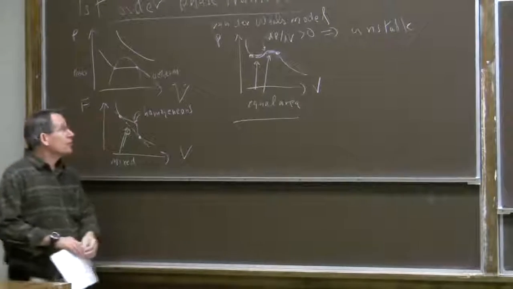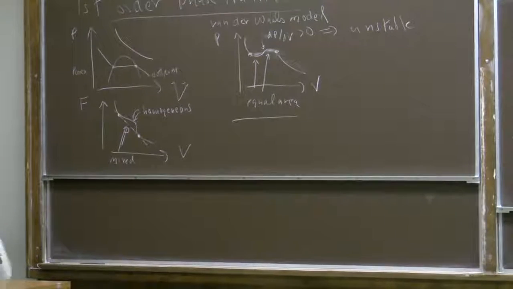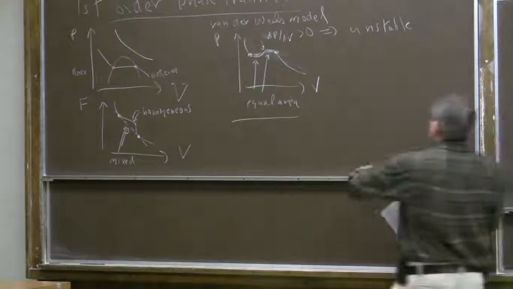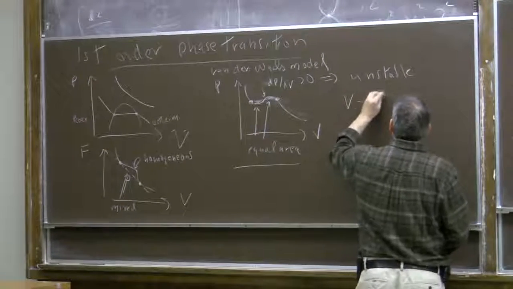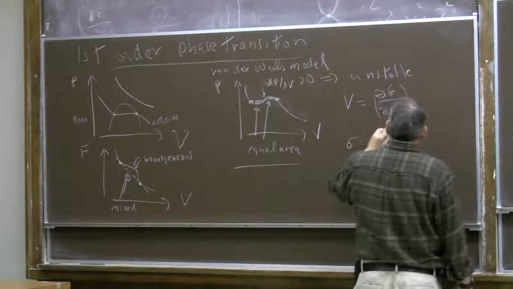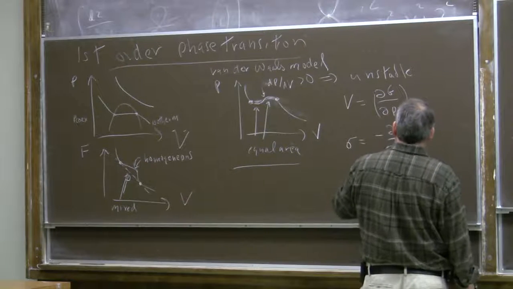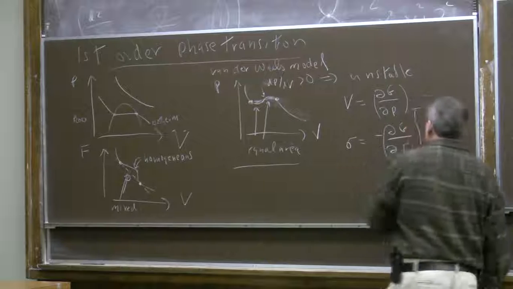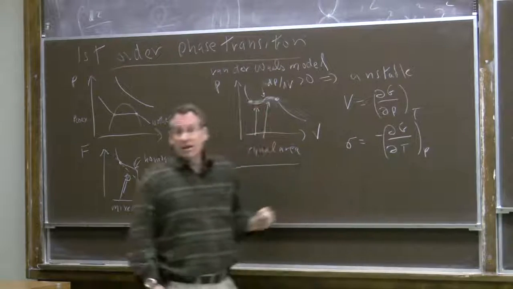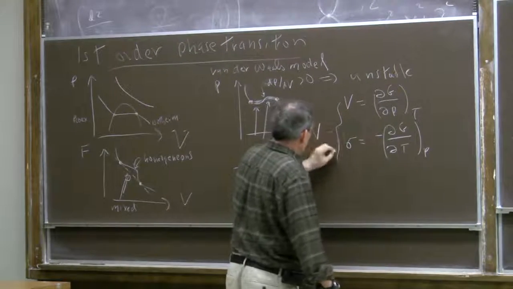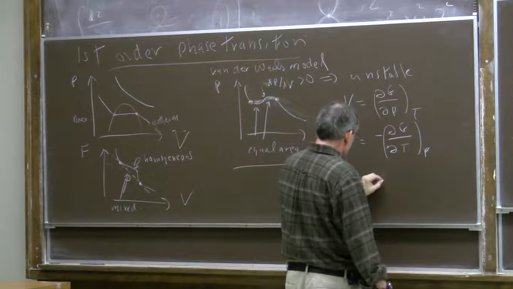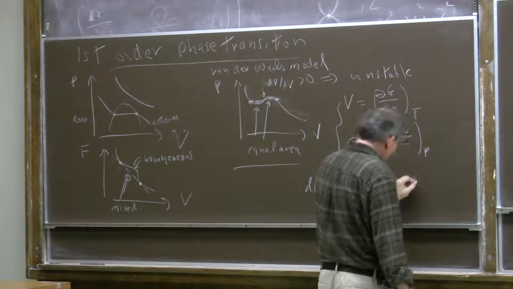The Gibbs free energy at a first order phase transition, meaning a transition in which there's coexistence of phases, is continuous, but its first derivatives are discontinuous. Remember, volume is the derivative of Gibbs free energy with respect to pressure at constant temperature. Entropy is minus the derivative of Gibbs free energy with respect to temperature at constant pressure. When there's phase coexistence in general, the volume and the entropy are discontinuous. That means the transition has latent heat.